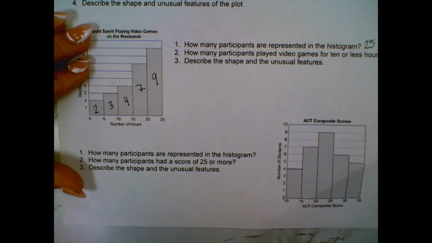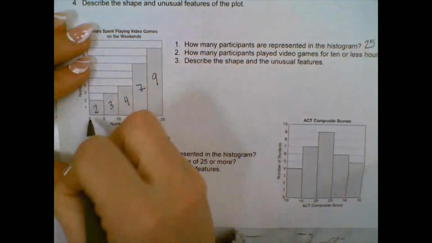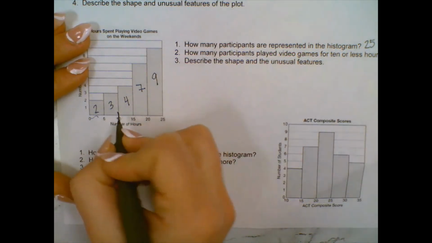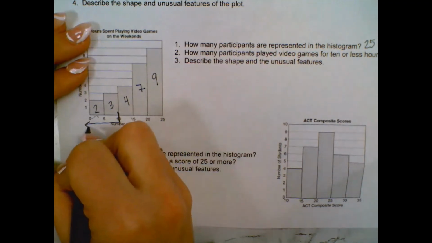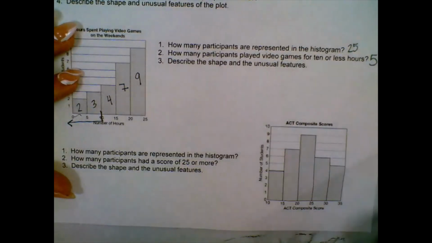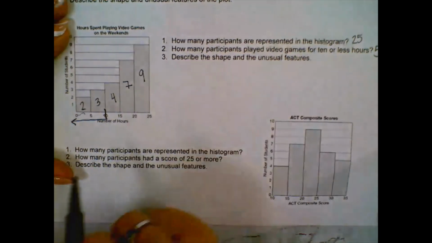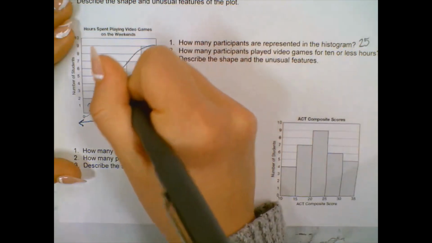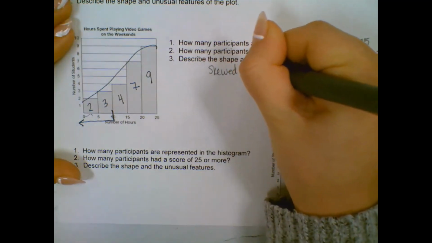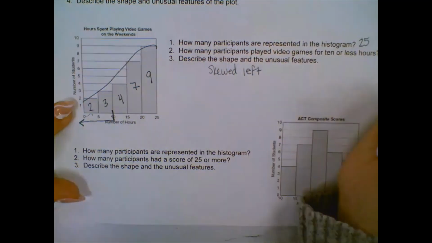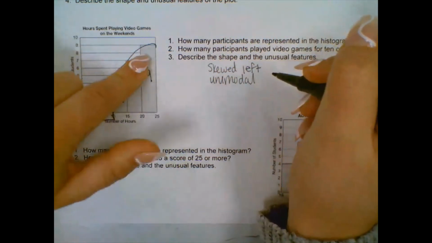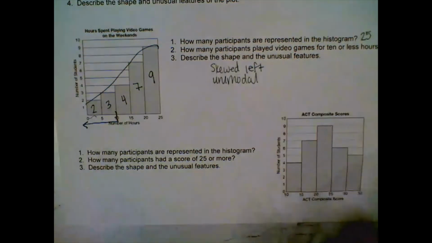How many participants played video games for 10 or less hours? So in this histogram, we have these blocks of 0 to 5, 5 to 10. So if this is 10, 5 to 10 block, we're looking at everyone who played 10 or less. So everything below the 10 marker, that would be 5 people. Now, describing the shape. This is clearly not symmetric. It is skewed in the left direction, right? So remember, wherever the tail is, that's where it's skewed. And then we would describe this as unimodal because there was only one answer that had 9. Everything else was less than 9, so unimodal.